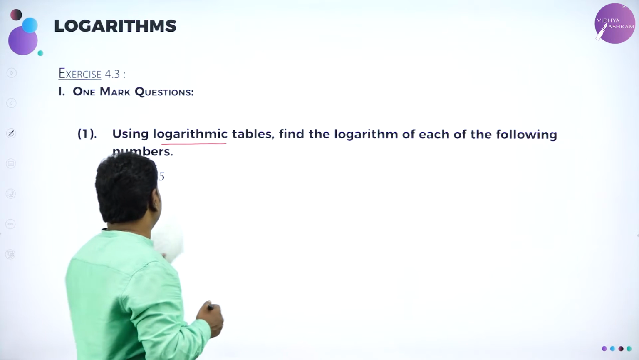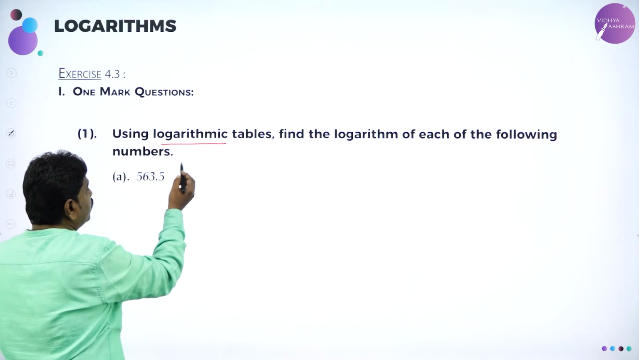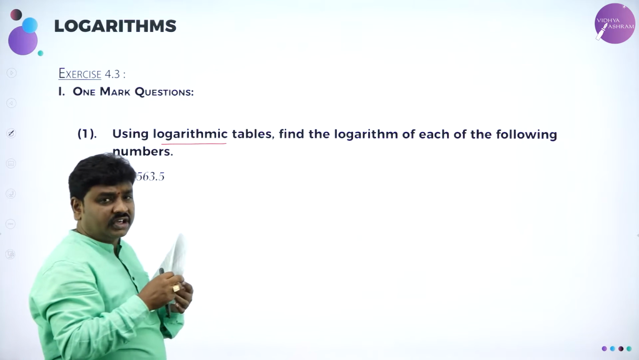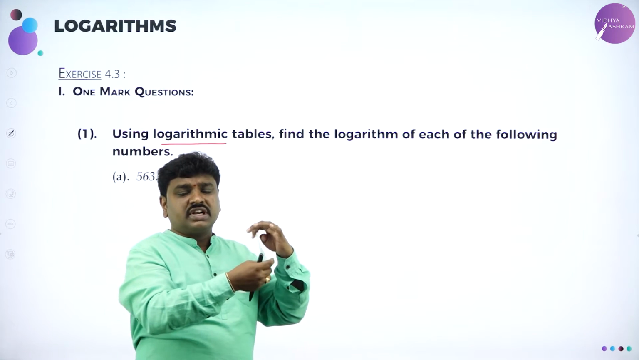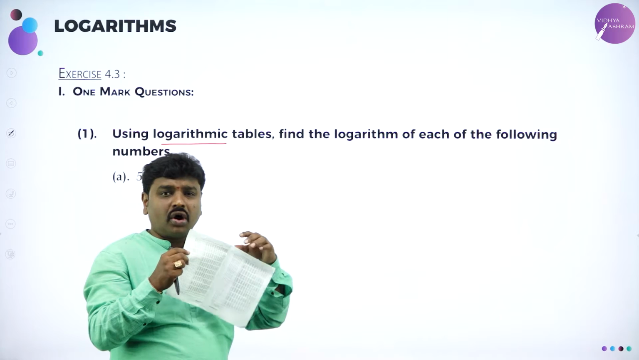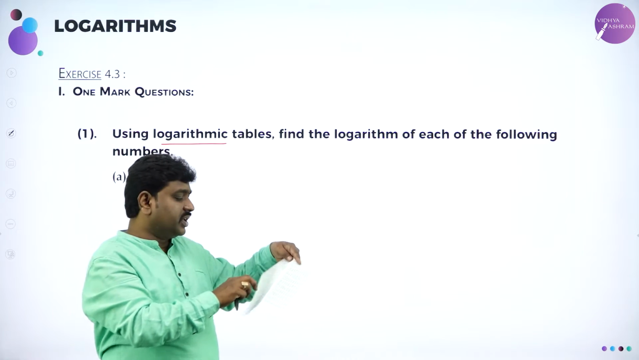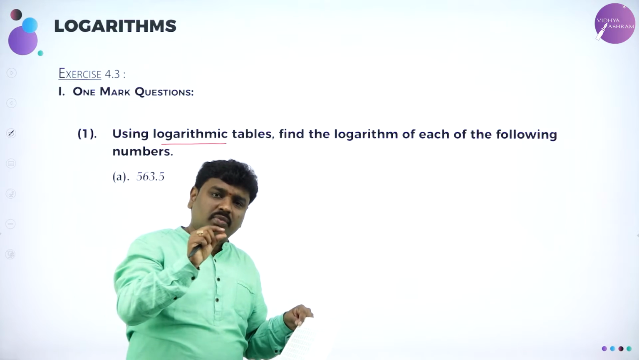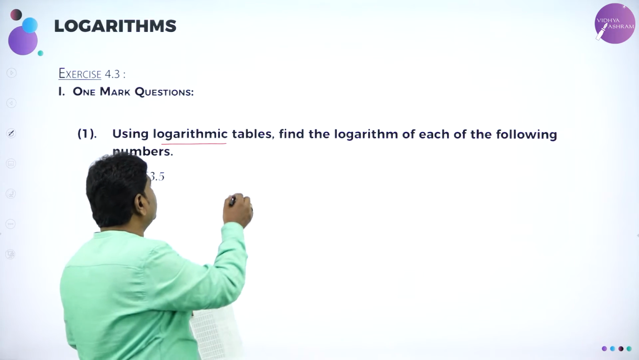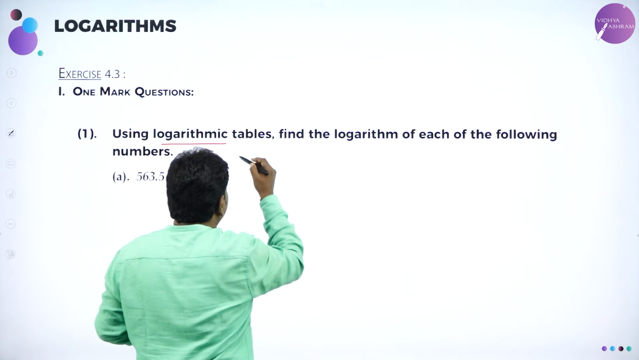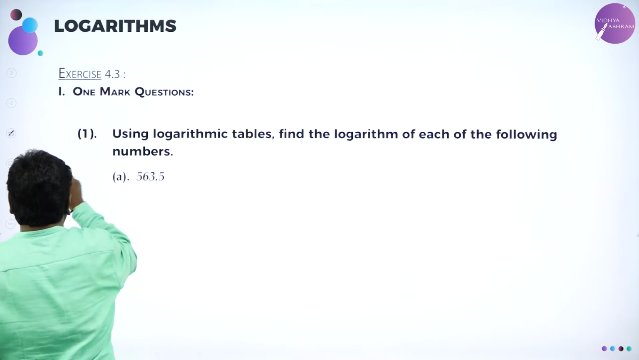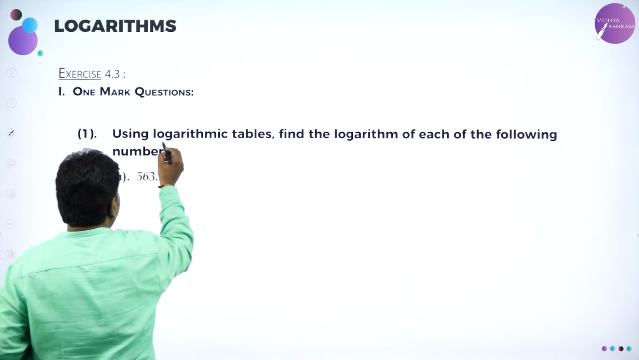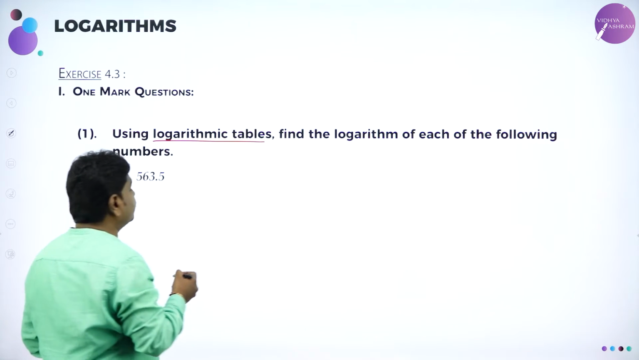Now they are asking you to find the log using a log table. So you have to use the log table. On one side you'll have logarithm, the other side you'll have anti-log. The heading should be logarithms. You'll have Clark's table or log book. The heading itself says using logarithm tables, you should find the log of each of the following.